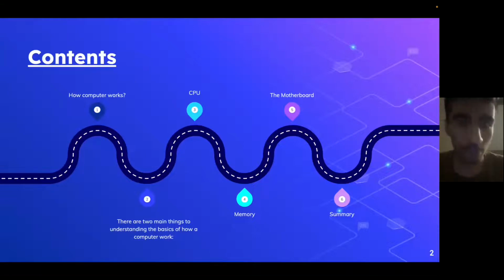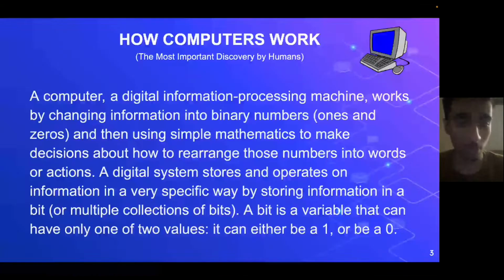So how does a computer work? A computer, a digital information processing machine, works by changing information into binary numbers, ones and zeros, and then using simple mathematics to make decisions about how to rearrange those numbers into words or actions. A digital system stores and operates on information in a very specific way, by storing information in bits. A bit is a variable that can have only one of two values. It can either be a 1 or a 0.